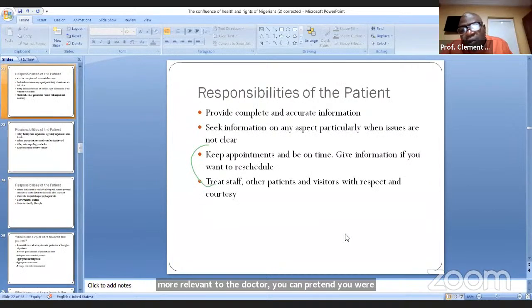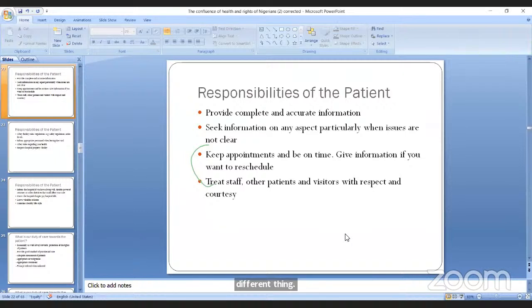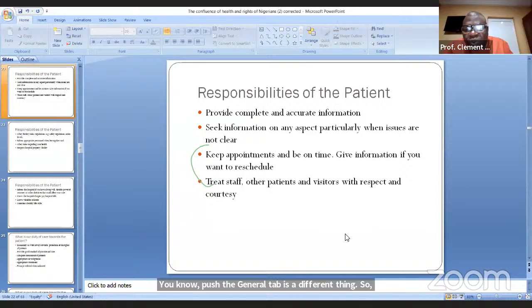What are those responsibilities of the patient? Number one, the patient ought to provide complete and accurate information about himself or herself to the doctor. The doctor is not a magician. He might ask you, what's your blood group? You'll say a different thing. What's your genotype? You say a different thing. So it's your duty to tell your doctor everything about you. It's also their duty to seek information on any aspect that is not clear to them.